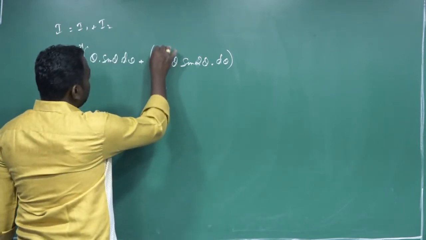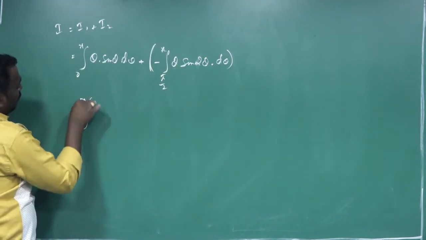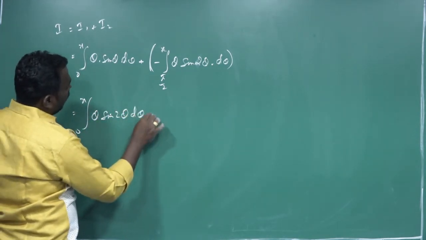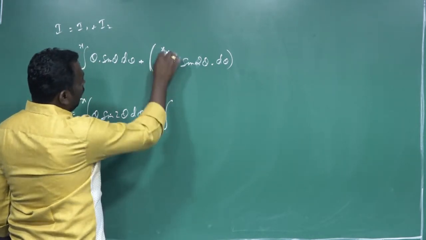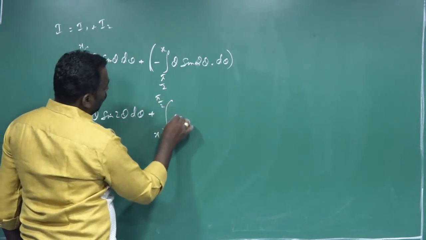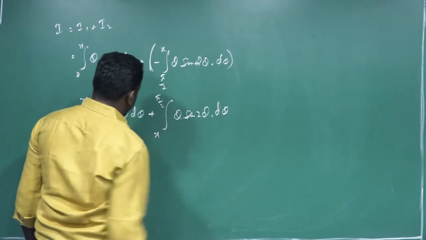So remove the minus, just interchange the limits. That is equal to the integral from 0 to x of theta into sin 2 theta d theta, and the minus will cancel, it is plus. The upper limit values are interchanged, it is x into pi by 2, and theta into sin 2 theta d theta as it is.